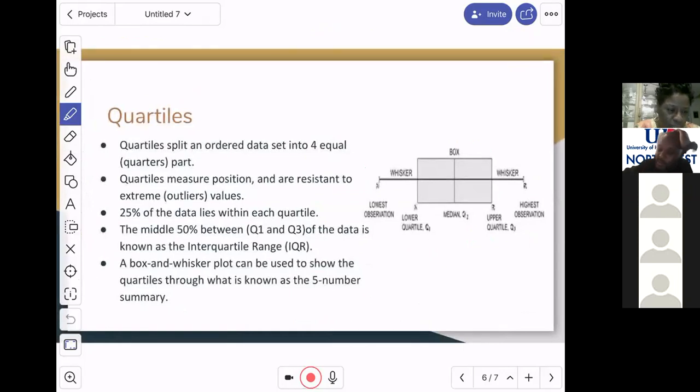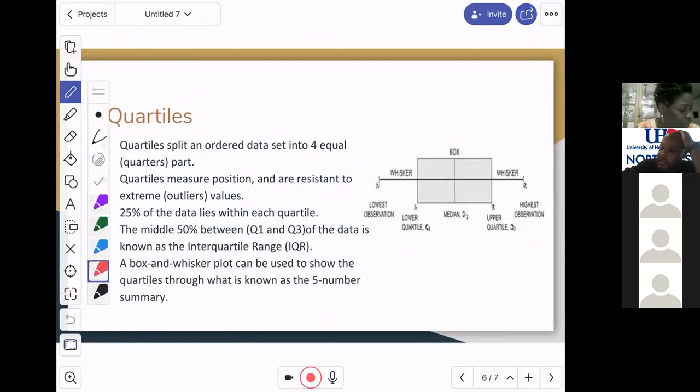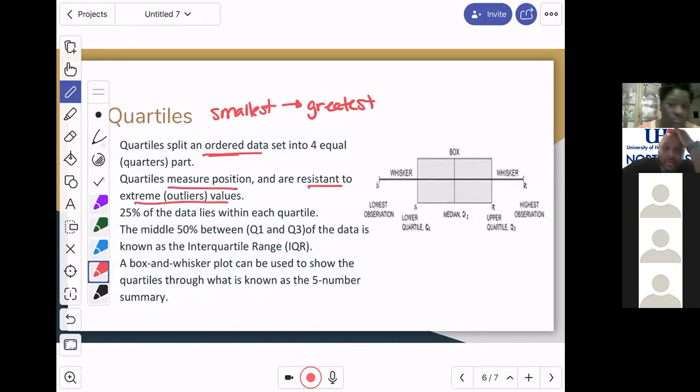So the next thing we're going to talk about is what we call quartiles. Quartiles split an ordered data set into 4 equal parts. Ordered data sets are written from smallest to greatest, and quartiles split that into 4 equal parts. So basically you get quarters, right? They measure position and are resistant to extreme outlier values.